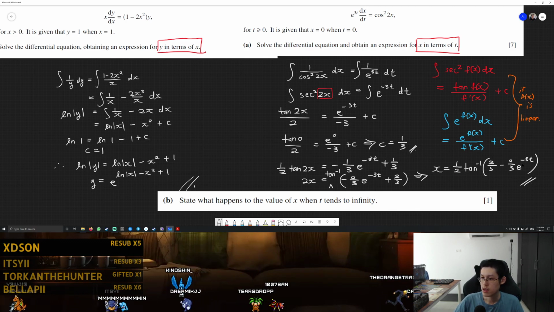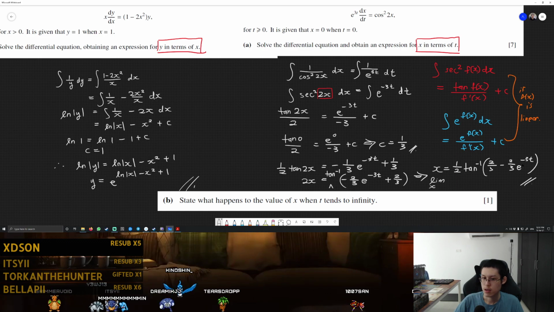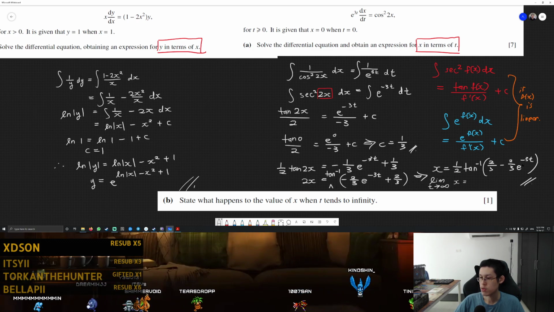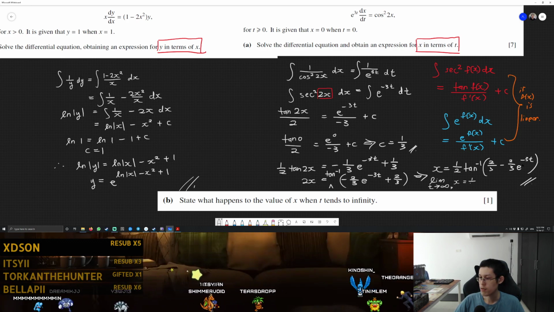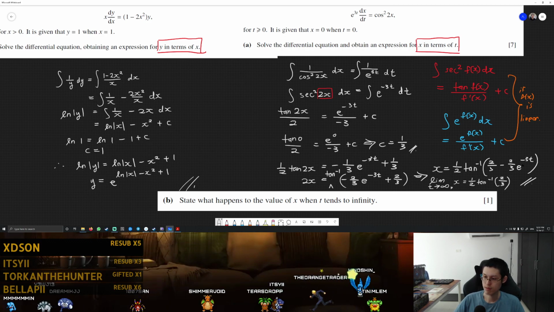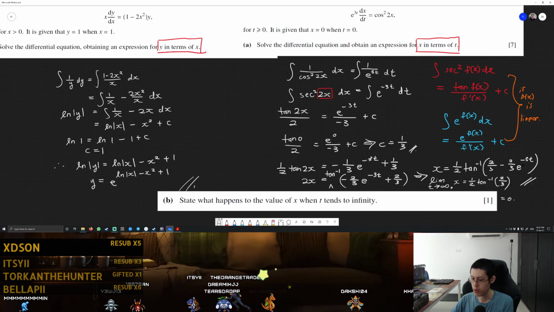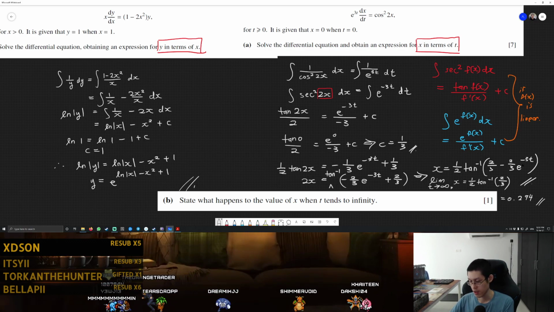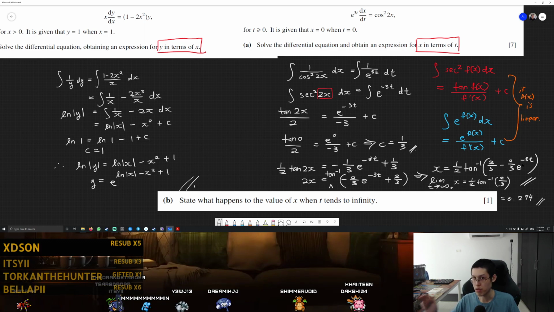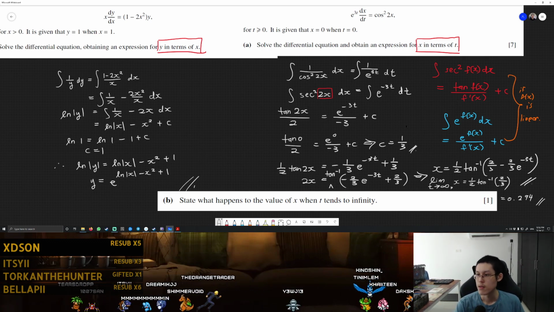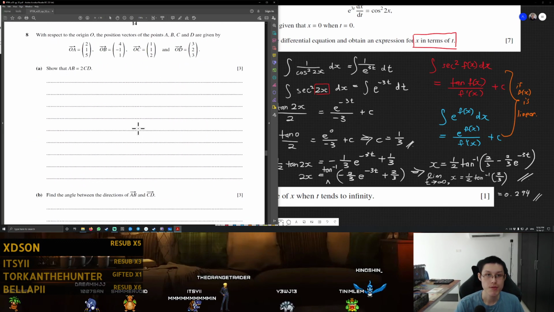So if this thing becomes 0, then you can say that the limit as t approaches infinity, x is going to be equal to half arctangent 2 over 3. So arctangent 2 over 3 times 1 over 2 gives me 0.294. There we go, done. Make sure it's in radian mode, okay? Because the 2 over 3 is not in degrees. There. And done.